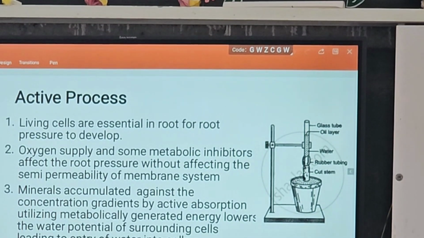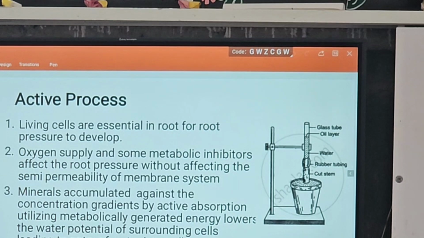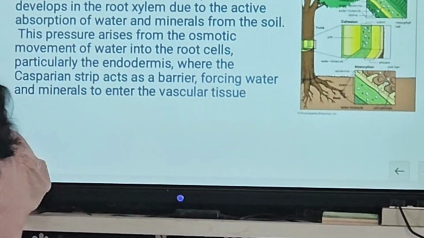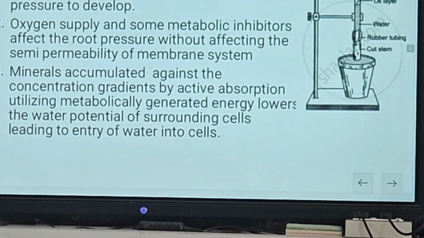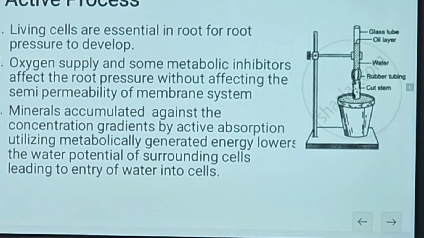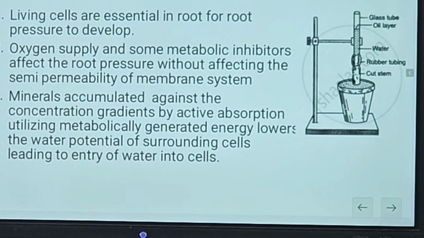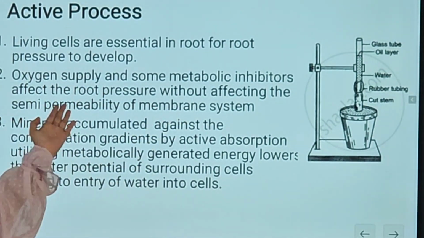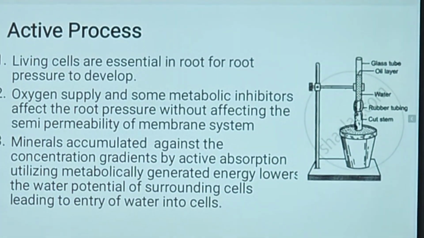Secondly, oxygen supply and some metabolic inhibitors can affect the root pressure without affecting the semi-permeable nature of the membrane. And third, for an active process we need some energy to transport things against the concentration gradient, and here mineral ions are transported against the concentration gradient because they are less inside the soil and more inside the plant cell. Thus they are transported from lower concentration to higher concentration with the involvement of energy, and this energy is supplied by the metabolic activity of the cell.